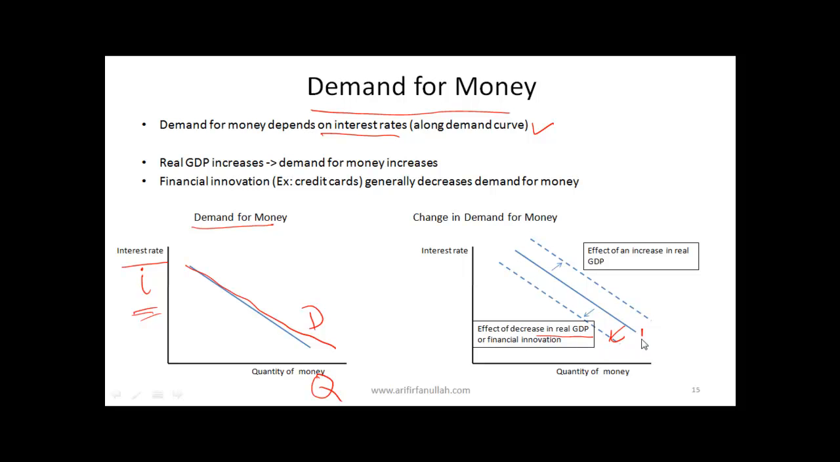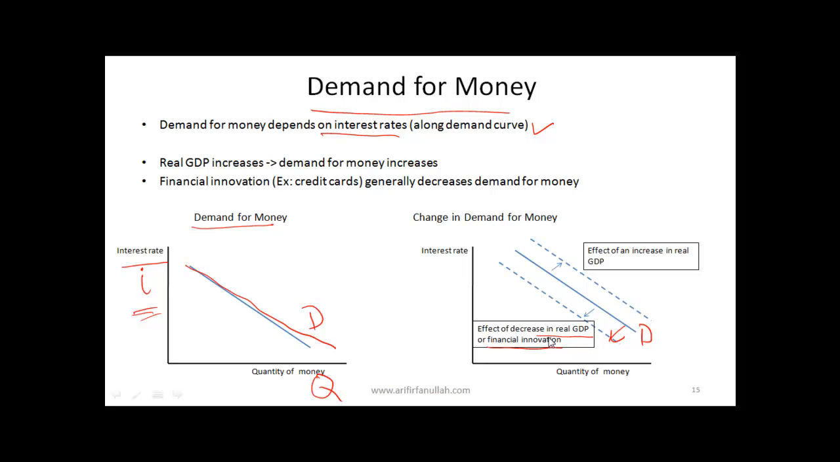So the demand curve will shift to the left. And financial innovation can have either effect of increasing or decreasing the demand curve, but the effect that has been seen more often is that the demand for actual money goes down.